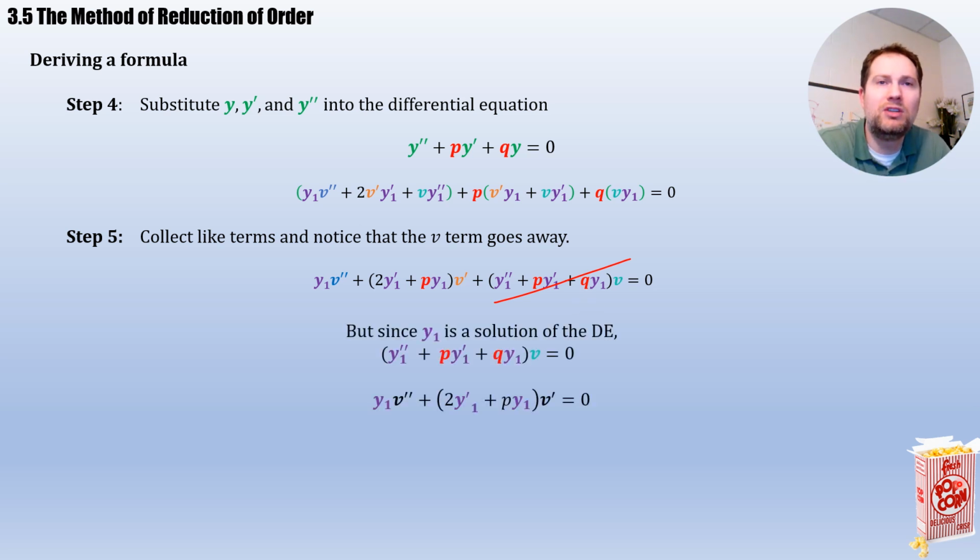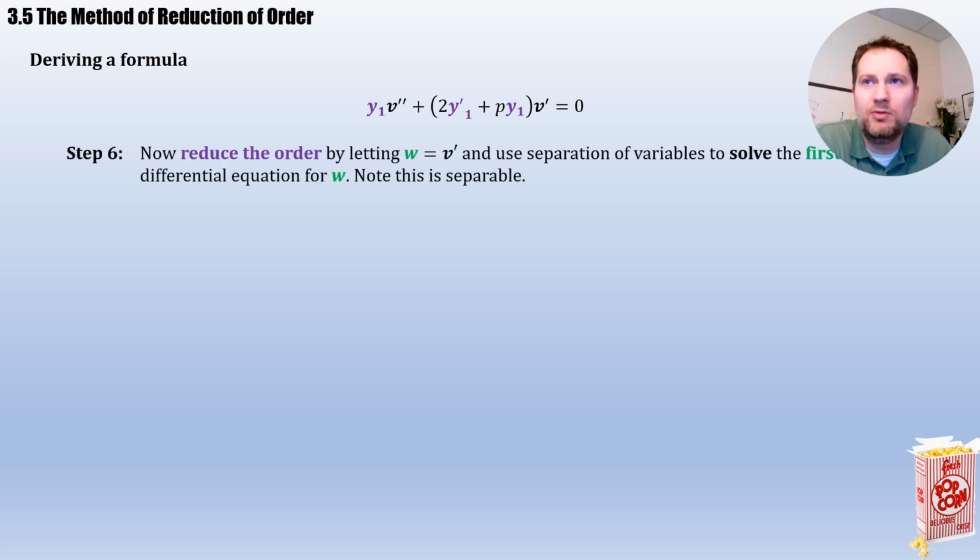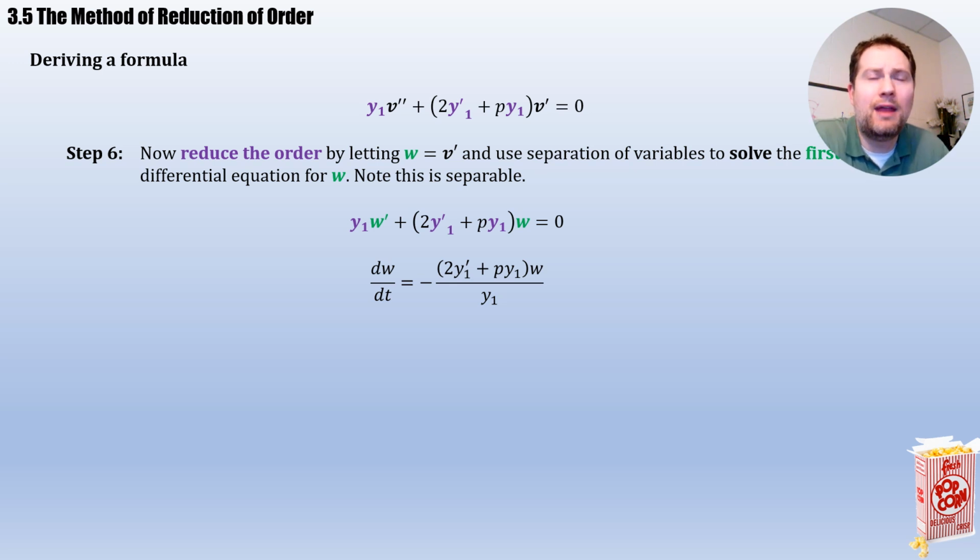And so now the equation that we were just looking at, if that part goes away, has that property that we wanted. We've got a v double prime and a v prime, but there isn't a v in the equation. So now we are able to do this reduction of order that we like to do. We're going to let w equal v prime, taking a cue from what we already did. And when we do that, we get the following.